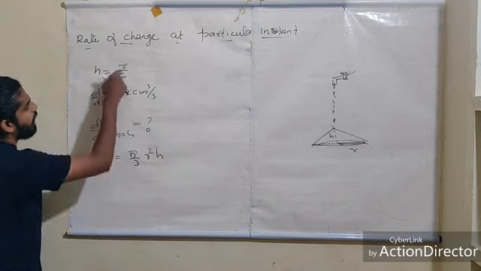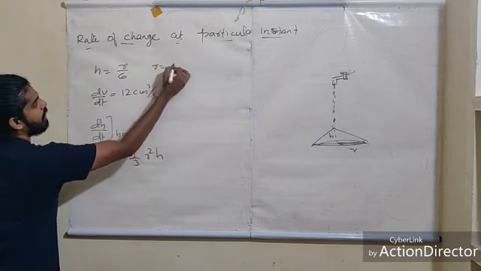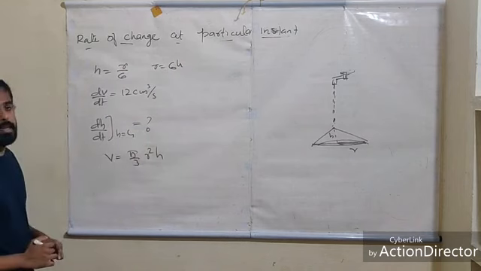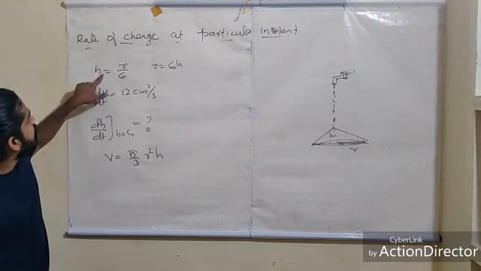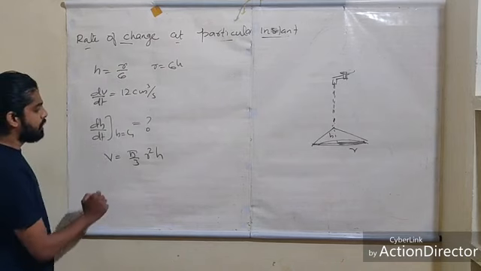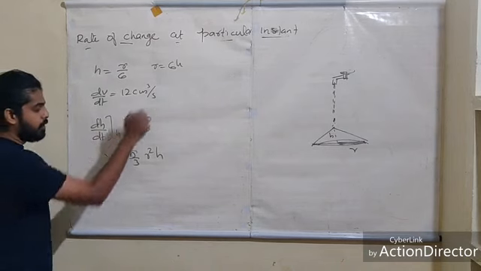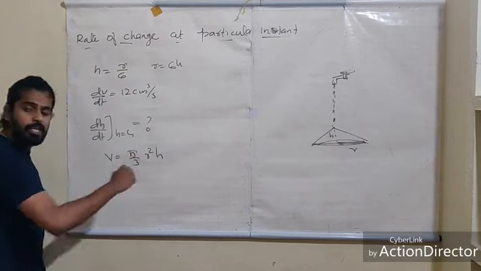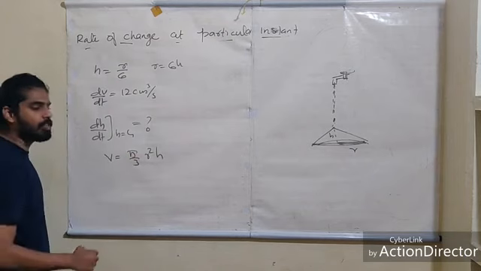For h we can write r by 6, or for r we can write 6h. But which is better: writing h equal to r by 6, or r equal to 6h? It is better to write r equal to 6h since we are asked to find dh by dt. That means the function should depend on h. We have to express this function in terms of h.